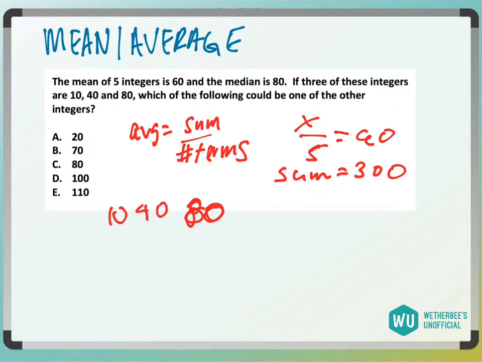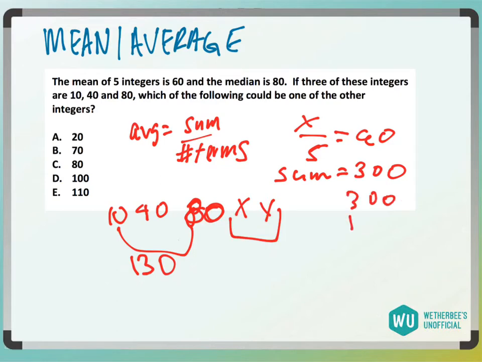So that's 3 numbers. And then I know that these last 2 numbers have to add to, so 10 plus 40 is 50, plus 80 is 130. So the sum of these is 130. And the full sum has to be 300, so let's call the other two numbers x and y. That means 300 minus 130 is going to be 170. So these 2 numbers here have to add to 170.